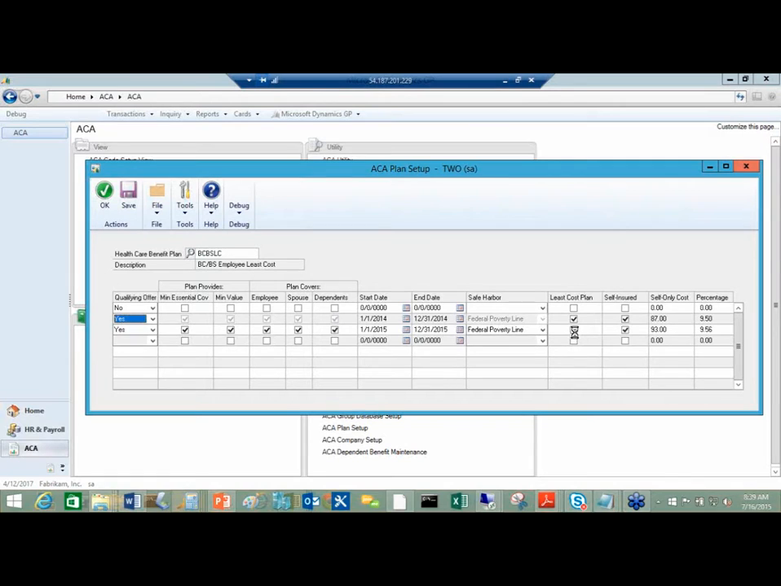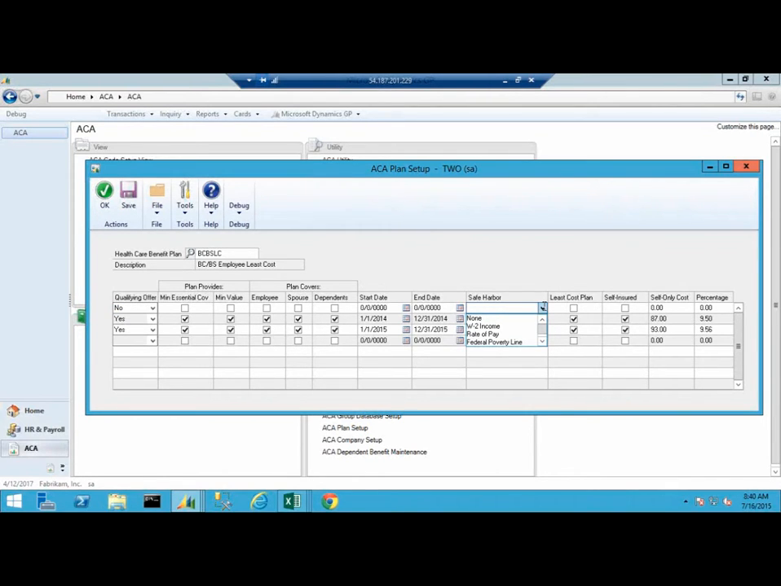So if I had 20 different benefit codes, no problem. I only need to have one set up here because that's the one that we're going to be reporting on. Now, the law was written kind of strange, and I'm going to talk about safe harbors. The law actually says that you have to provide health care coverage that will not exceed 9.5% of the modified adjusted gross income of your employees.